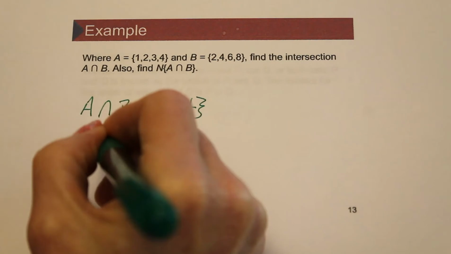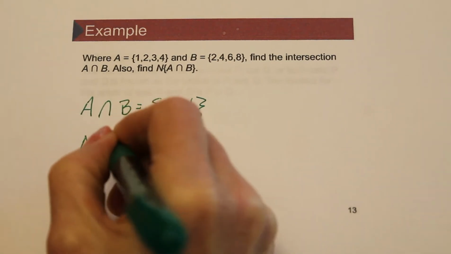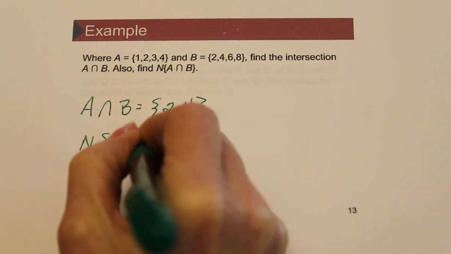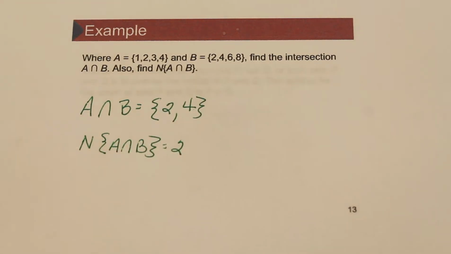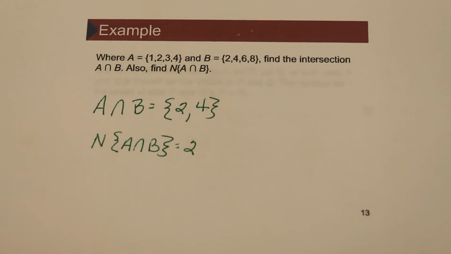And so what is the number, or how many elements are in A intersect B? 1, 2. There are 2 elements in that intersection.